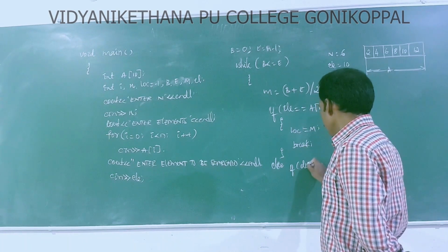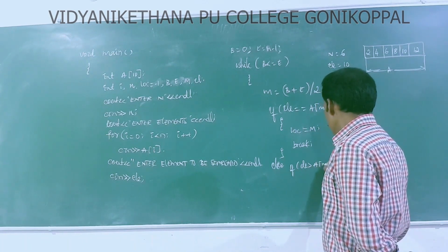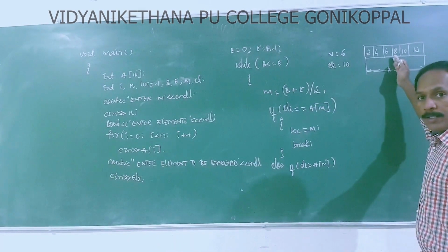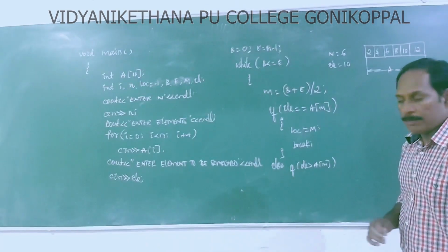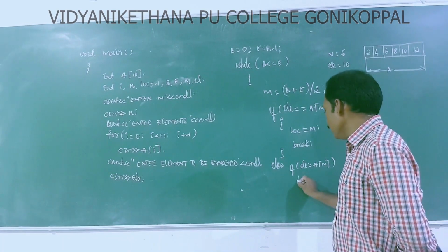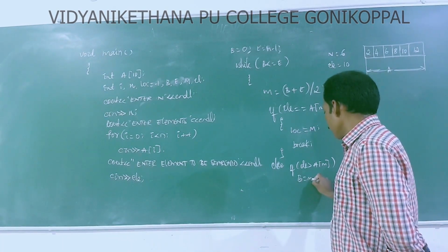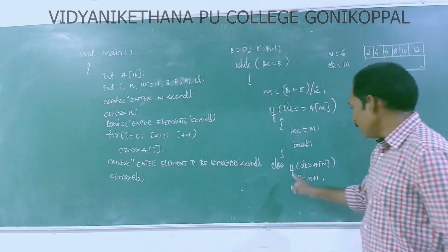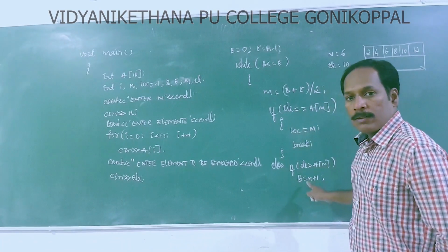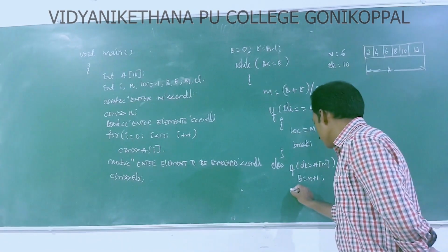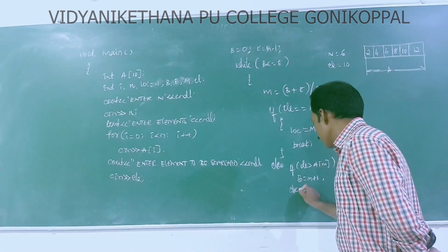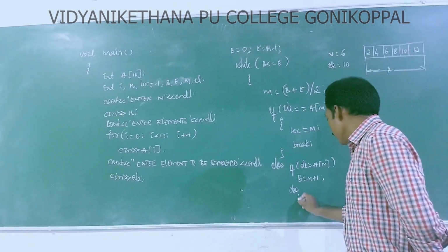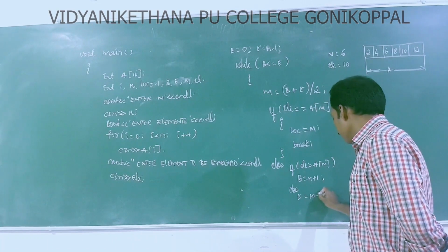If the element you are looking for is greater than the middle element, it is present after this element. Therefore, the new beginning will be m plus 1. The same algorithm continues. Otherwise, if it is not equal and not greater, it will be less than, so you search the left half by reducing e to m minus 1.